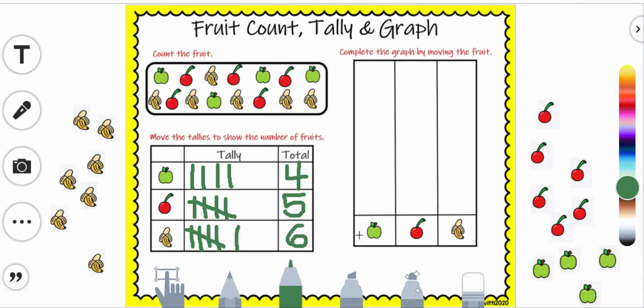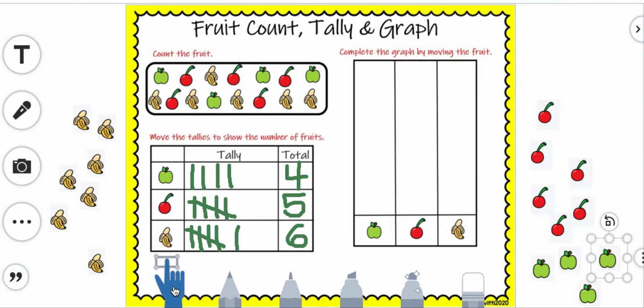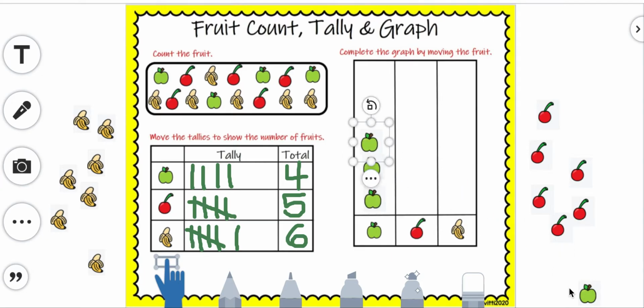Now I'm going to come over here to my graph, and I'm going to go ahead and use my touch tool to go ahead and move my apples over here. So remember, the total of green apples is 4. So I'm going to come over here and move 4 apples. 1, 2, 3, 4 onto my pictograph.